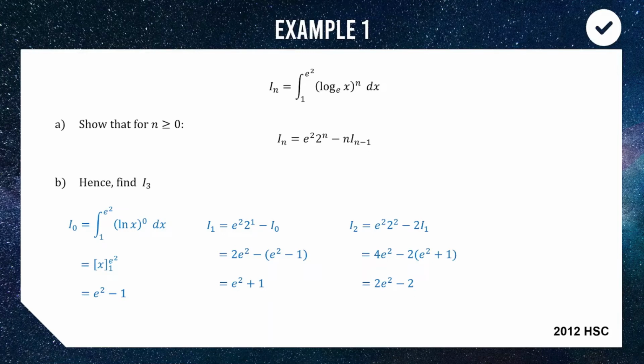All right, and last step, we use this to build up to I3. So using our recurrence formula with n being 3. So we have 3 times I2 on the end. So we get 8e squared at the front, take away 3 lots of our previous answer. Expand, simplify, and we end up with 2e squared plus 6 as our final answer for I3.